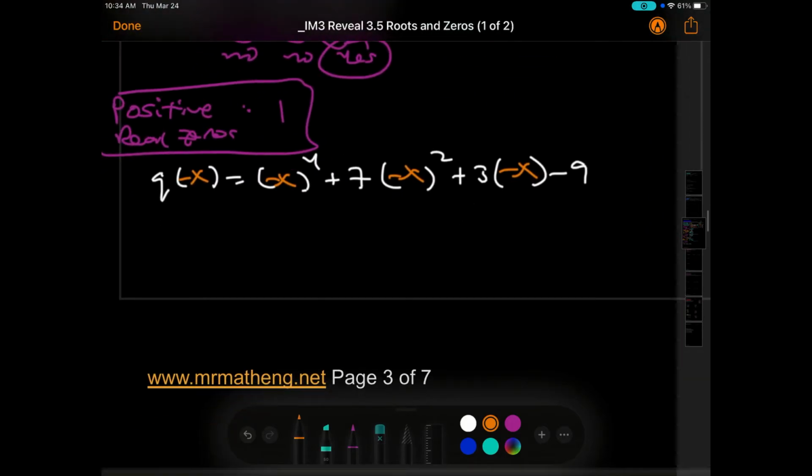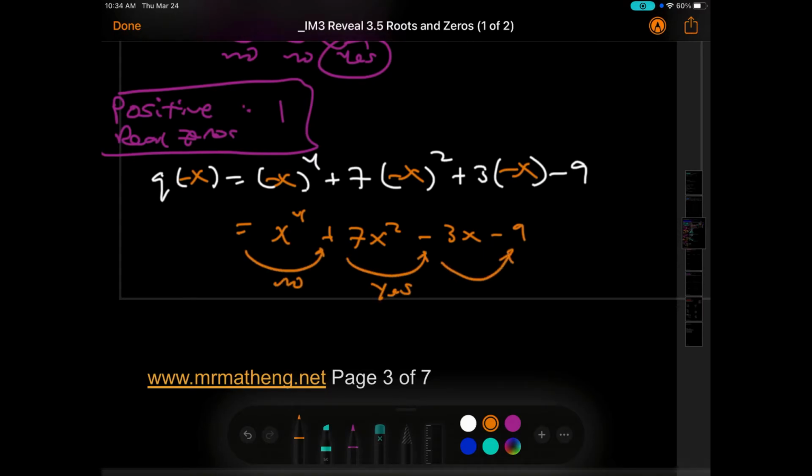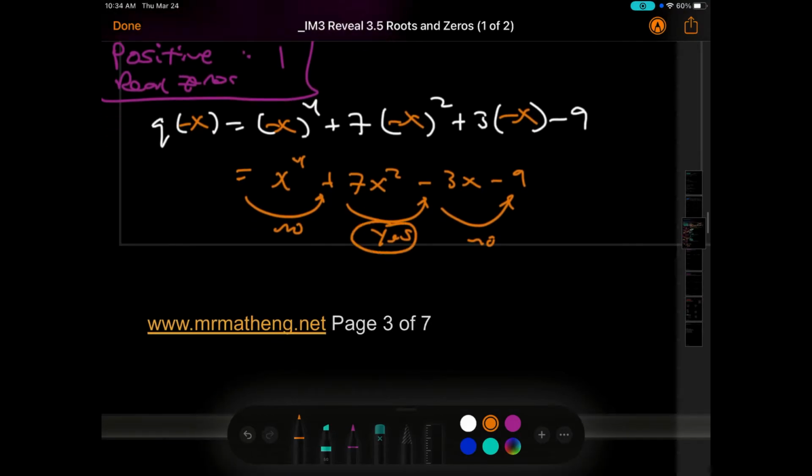And let's go ahead and just simplify here. So this will become x to the 4th. Remember, if you get confused on this, you can actually just put in negative 1 in for negative x and then see your outcome for the negative portion into your calculator. So this will become positive x squared minus 3x minus 9. So this would be a no. Sign change, yes. No. That means I only have negative real zeros is only 1.